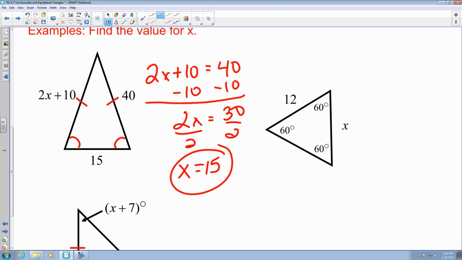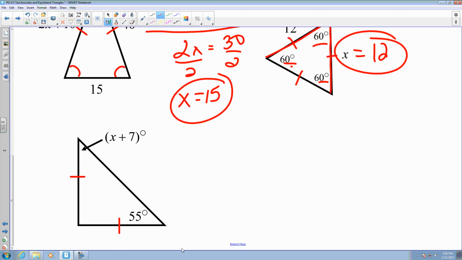Okay, looking at the triangle on our right, I've identified that all of the angle measurements are 60 degrees. Since they're all 60 degrees, that means this is an equilateral triangle. So the distance from here to here is going to be the same as the distance from here to here. So x is going to equal 12.